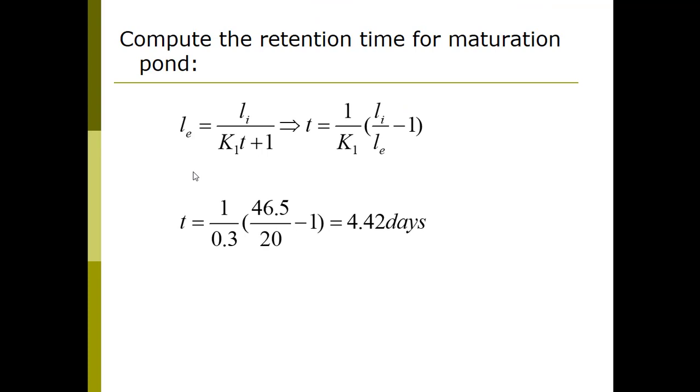So here we can compute the retention time for the maturation pond. Okay, the same equation we used before: Le equals Li over K1 times T plus 1. This is the same equation of maturation ponds used in the WSPs. Now we can calculate T, because we know Li, we know Le, and K1 is given. So the T in the maturation ponds equals 4.42 days, calculated from the equation.